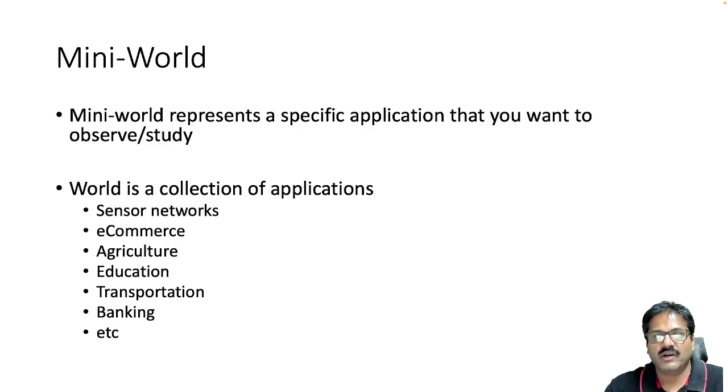When we use the word mini world in the field of databases, it means a specific application that you want to observe or study. Imagine that a world is a collection of applications, like sensor networks, e-commerce stores, agriculture, and so on. We have many applications in the real world, and when we say a mini world, we are talking about only one application in that world.